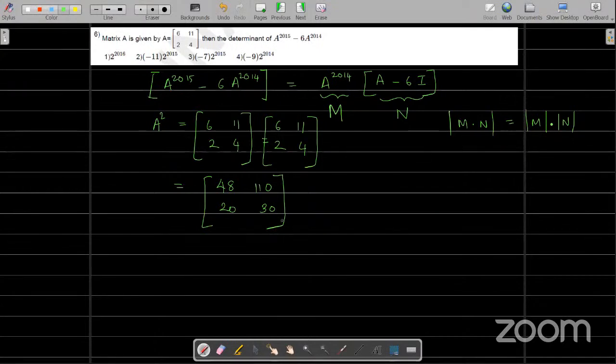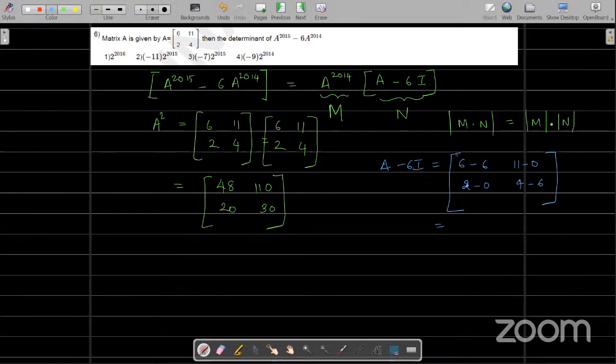Okay. Why did we look at this? Oh, not necessary. Okay. I should have actually done this. This A minus 6I. So let's look at A minus 6I. So how will this be? So this is 6 minus 6, then 11 minus 0, and 2 minus 0, and 4 minus 6. Okay, so that's A minus 6I for us.